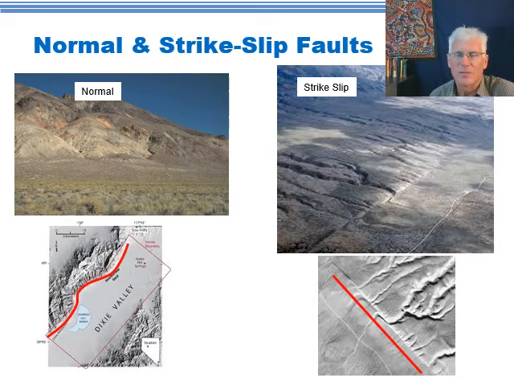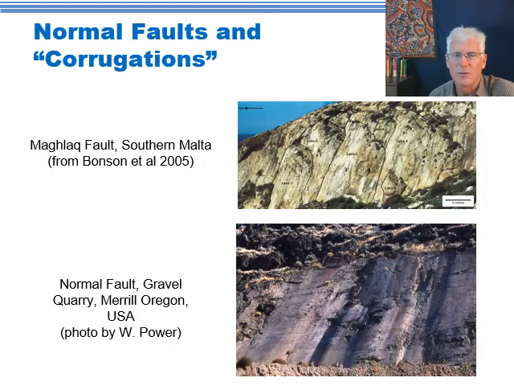So what is that all about? Well, it is about the evolution of the fault zone, how fault zones are formed, and what drives them to become straighter or flatter. You can also look at normal faults and what some people would call corrugations along the normal faults, or even mullion structures. So I show one here, which is from southern Malta, which is published and described in great detail by these guys in 2005. And also here's a normal fault in a gravel quarry in the Basin and Range in Oregon, USA.